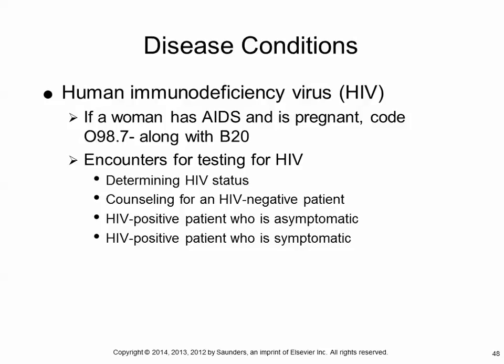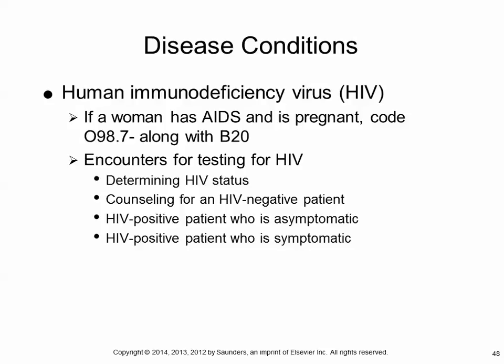When you have encounters for HIV, okay, there will be testing to determine the status. So if you have an encounter, a patient's coming in to see if they have HIV, you're going to put Z11.4 on there, which is screening for another viral disease.